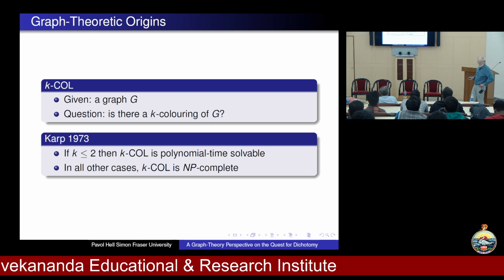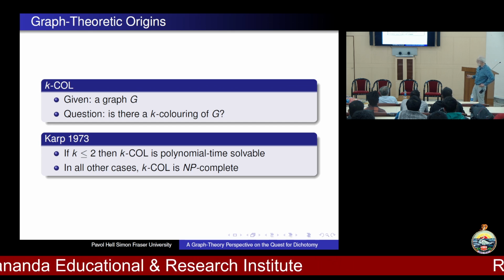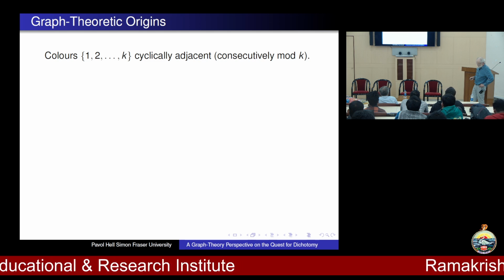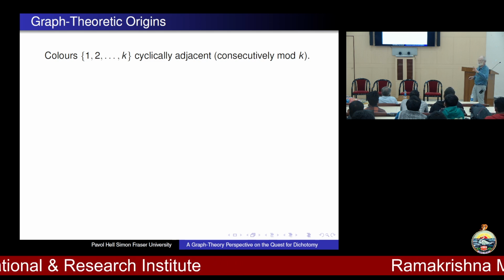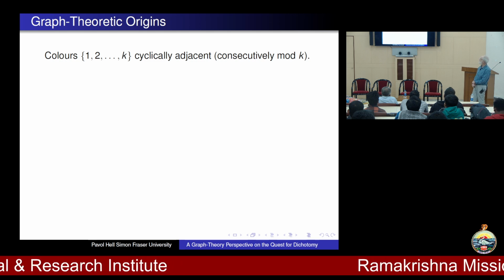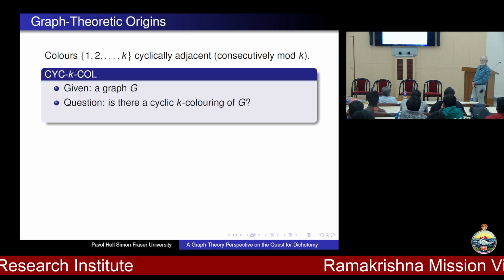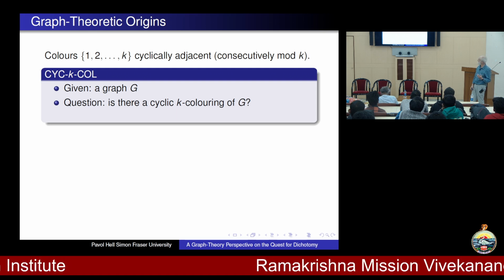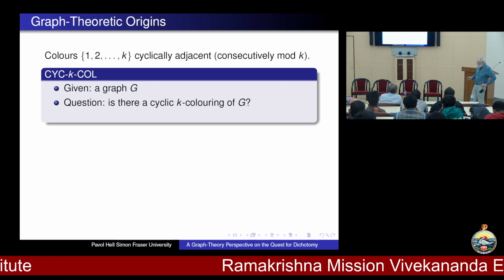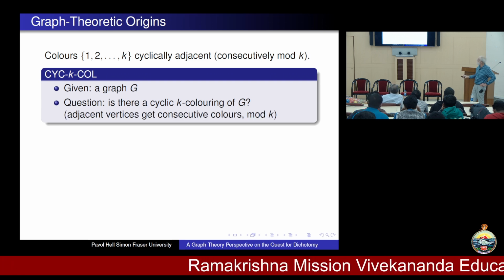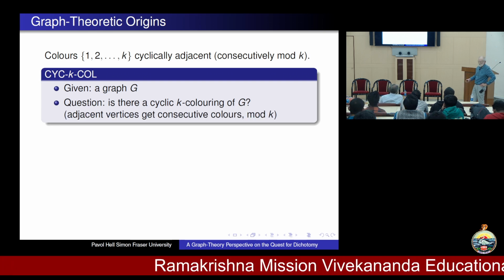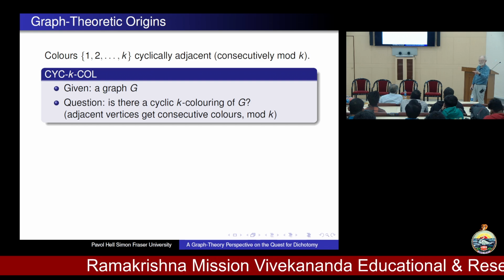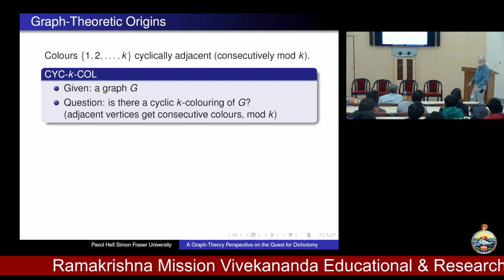So here I repeat the dichotomy that Karp discovered and go on with other examples of similar dichotomies for graphs that also fit Schaefer's mold, as we have seen. So one problem is cyclic K-coloring. In cyclic K-coloring, the colors are not just K numbers, but they are cyclically ordered. And you are asking whether the input graph has a cyclic K-coloring, which means adjacent vertices get consecutive colors. Okay? So you can give an edge colors 3, 4, but not 3, 7. Adjacent vertices get consecutive colors.